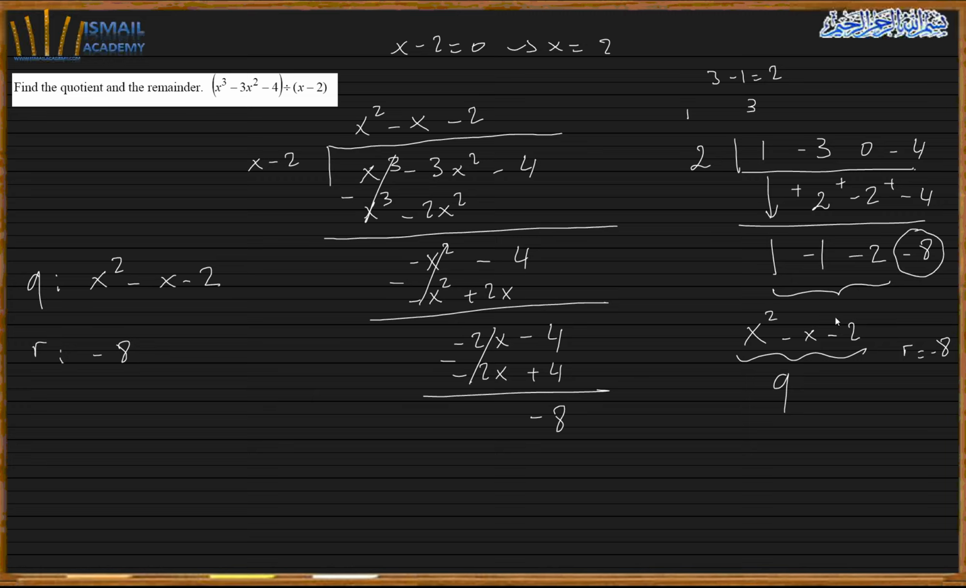minus 8. So these are the two ways you can do it. Either you use the long division or you use synthetic division. Synthetic division is easier, but you have to be careful about the missing term.